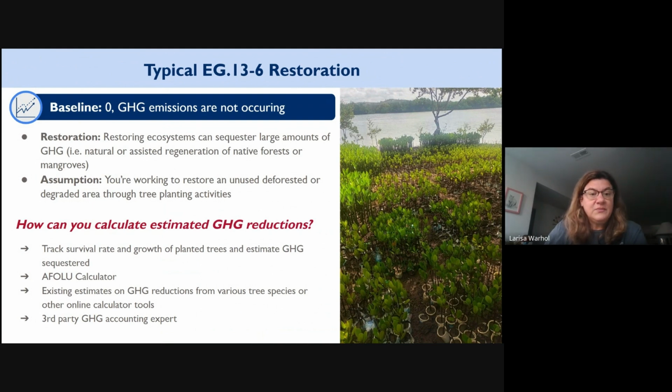One of the ways you think about how you're calculating is tracking the survival rate and growth of the planted trees and estimating the greenhouse gas emissions sequestered. There are some great formulas online you can use for that, such as the AFOLU calculator. Again, there's some research literature that also provides estimates on specific tree species for GHG emission reductions. And then again, you can potentially have a third-party GHG accounting expert.